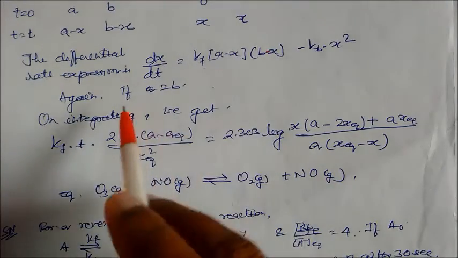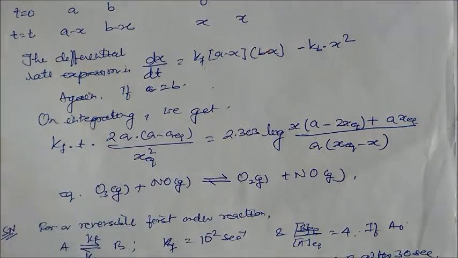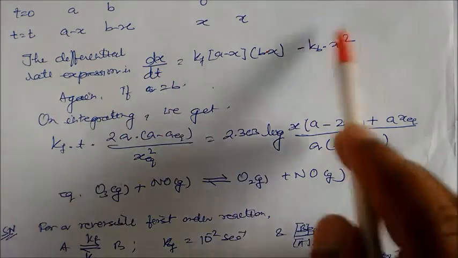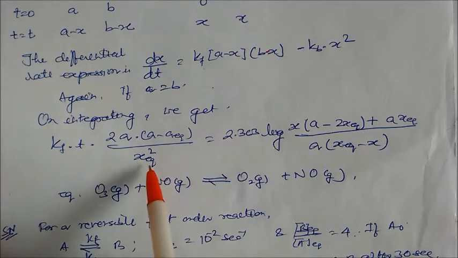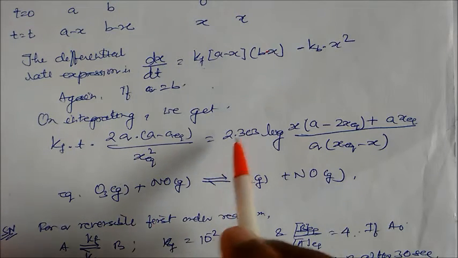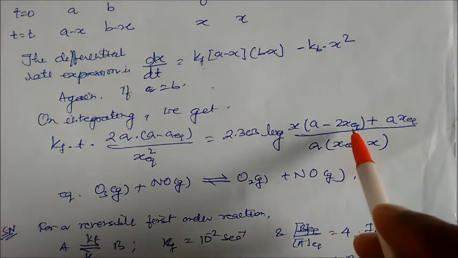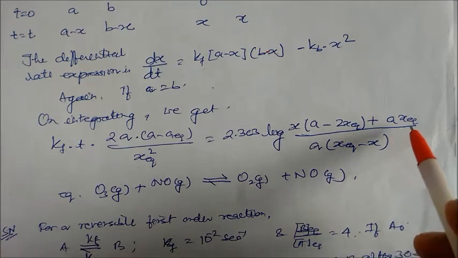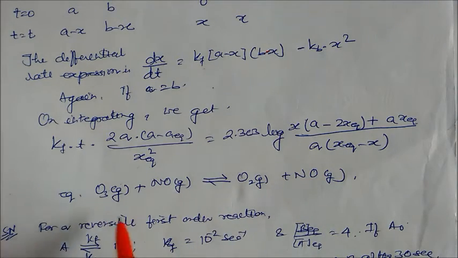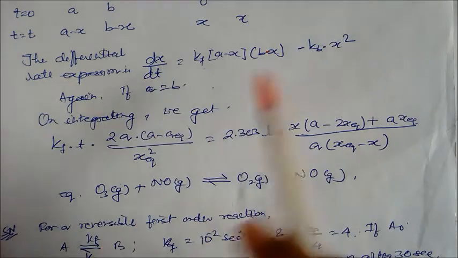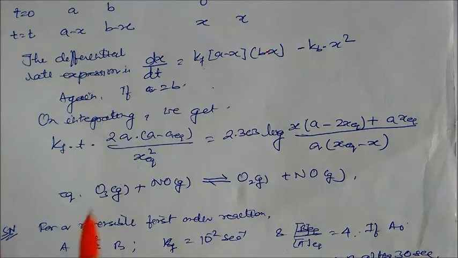So again, for our easy calculation, if you take A equal to B, then on integrating dx by the whole equation and dt, we will get Kf into t into 2a into (A minus A equilibrium divided by x equilibrium) whole square is equal to 2.303 log of x into (A minus 2 x equilibrium) plus A into x equilibrium, divided by A into x equilibrium minus x. So this is an example. O3 plus NO is converted into O2 plus NO2. So this is undergoing second order opposed by the second order.